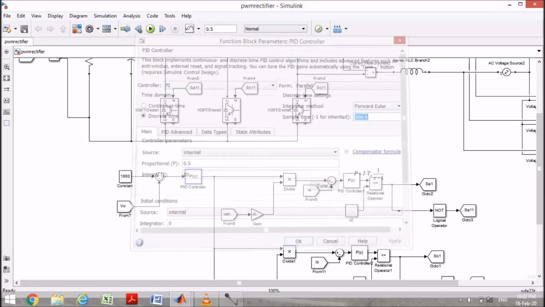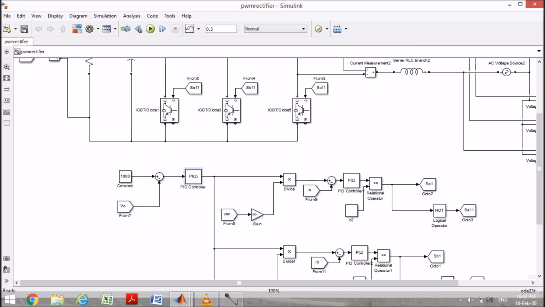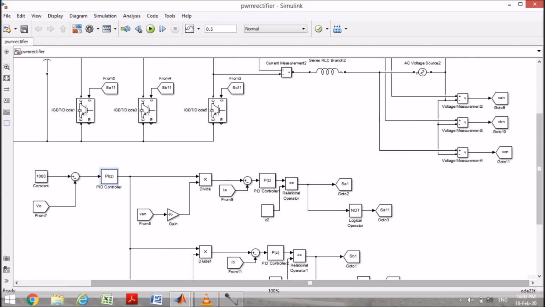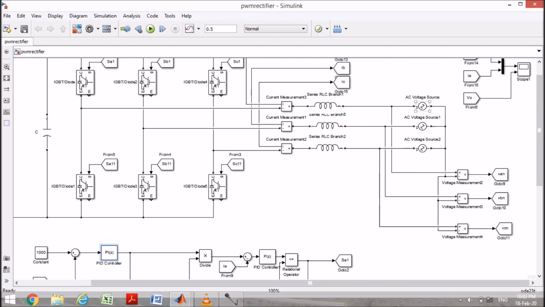After that we have to multiply this with the unit template. This is called the unit template. That means VAN, the voltage here. This is VAN, this is VBN, and this is VCN. So I have taken it here.